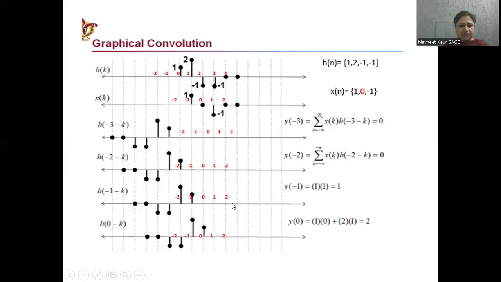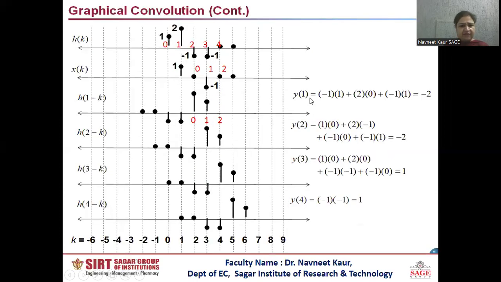When I draw h of minus k, I will get this sequence. Now we can see that there are two samples. Here minus 1, this is h of 0, 1. I'll multiply the samples minus 1 and 0 and I'll get the result 2. Similarly, I will find y1, which will be xk multiplied by h1 minus k.